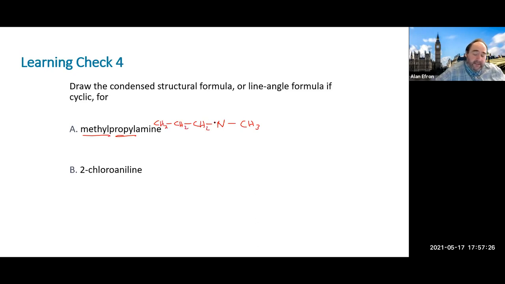And the other thing is, this is a secondary amine, which means it also should have a hydrogen there to give it 3 bonds, just like ammonia. And that would be a secondary amine.